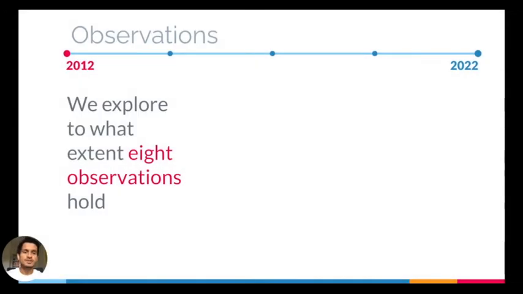For our reproducibility study, we explored whether 8 observations from Arguello et al. and Siu et al. regarding the effect of SERP layout and task complexity on user interactions still hold today. For example, Siu et al.